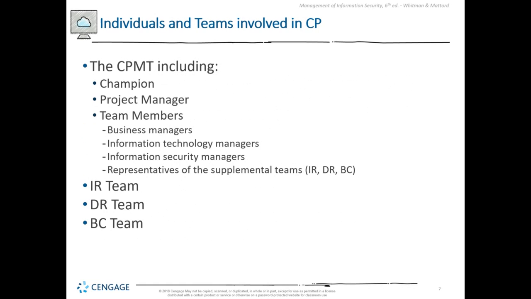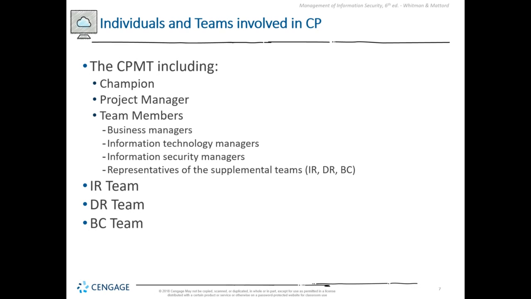The CMPT. These are the teams that perform the planning and execution of a CP plan, and their primary roles. The champion, project manager, and team manager are part of the contingency planning management team. They collect information about information systems and the threats they face. The team then conducts the business impact analysis and creates the contingency plans for incident response, disaster recovery, and business continuity.